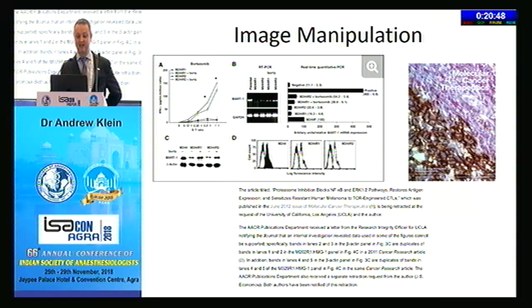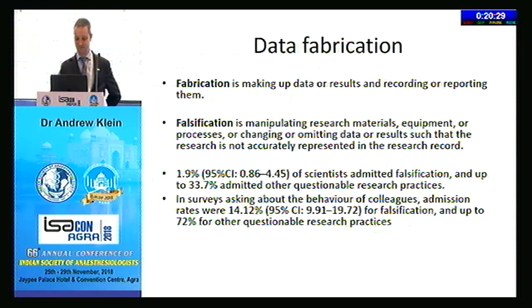They published some PCR data, so qualitative PCR from various enzyme pathways, and they published that in 4 different journals, the same picture, the same PCR picture. So all 4 articles were retracted. So you can't use the same image, the same figure, more than once.